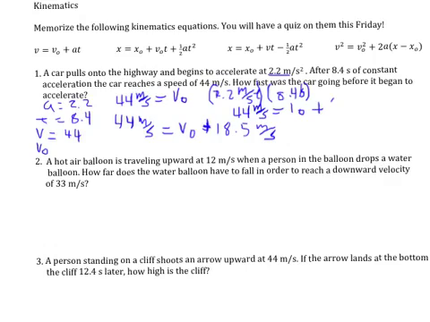And then since I'm adding this to this side, to find out what this is, I must subtract this from this side. So I get 44 minus 18.5 equals V naught. So V naught is going to equal 25.5 meters per second. That's how fast the car was going when it pulled onto the road.